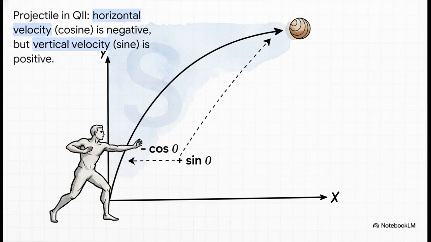Picture this. You throw a ball up and to the left. Its path goes into quadrant 2. Its horizontal velocity, which is governed by cosine, is negative because it's moving left. But its vertical velocity, governed by sine, is positive because it's still moving up. That is the ASTC rule in action. In quadrant 2, sine is positive, cosine is negative. It's the fundamental language that physics engines use to make motion look totally real.